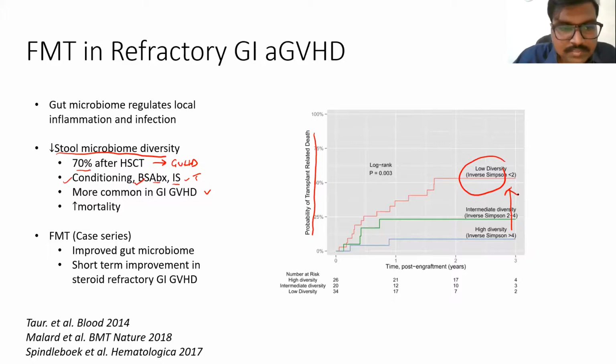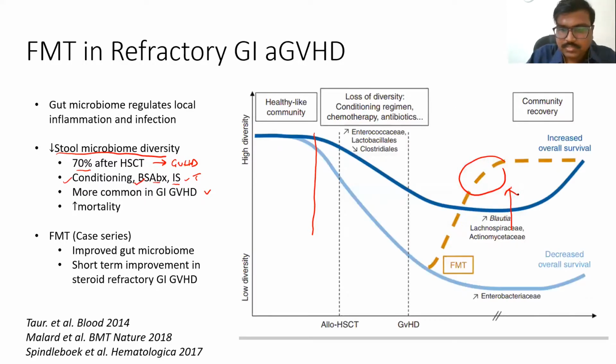So after these findings, they have explored the role of fecal microbiota transplantation, and this is a graphical abstract showing that after the stem cell transplant, there was loss of diversity because of various drugs, and there was increase in the enterococci, lactobacillus, and decrease in the clostridials, and that was corresponding with the GVHD incidence. And once the patient is given FMT, the diversity was restored, and there was an increase in the overall survival.